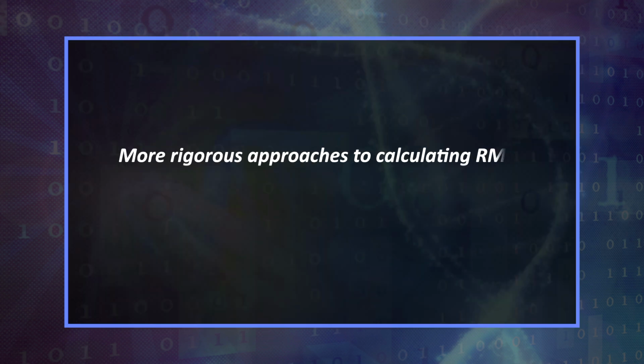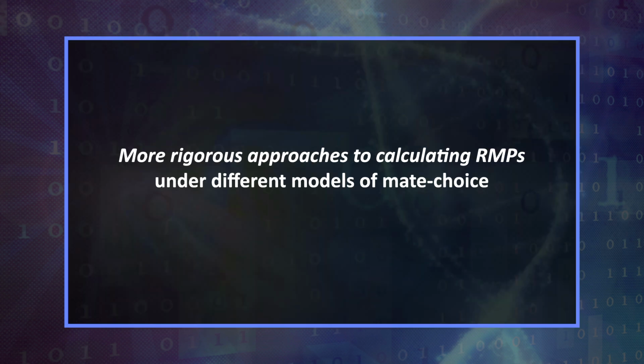More rigorous approaches to calculating RMPs under different models of mate choice have been developed, as well as considering the significance of a match between the profile of a known suspect and a crime scene sample. In the modern world of very large investigative databases such as those of the US and the UK, cold hits are often reported and evaluated.